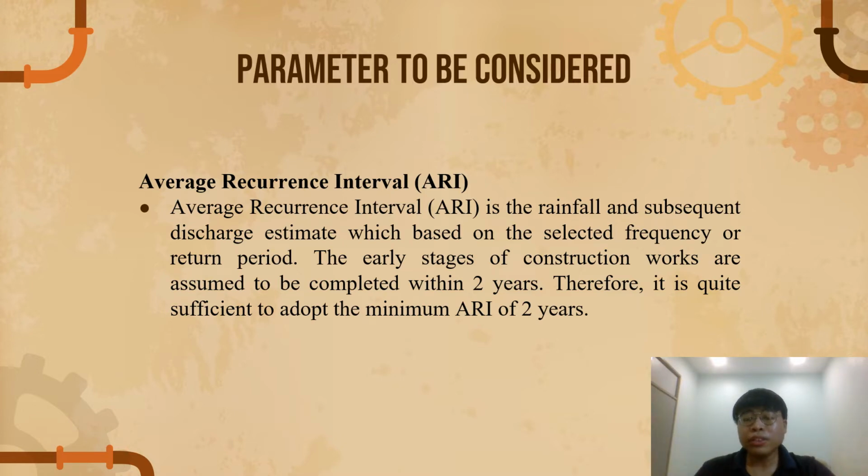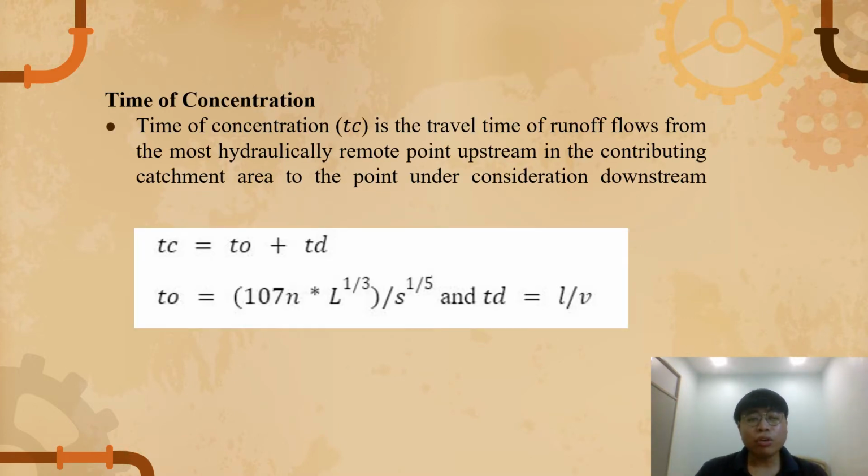So we use 2 years, as we assume the early stage of construction work will be completed within 2 years. The second one is time of concentration, which is the travel time of runoff flow from the most hydrologically remote point upstream in the contributing catchment area to the point under consideration downstream. So this is the formula: TC equals T0 plus TD. T0 equals 107 times N times L to the power of 1/3, divided by S to the power of 1/5, and TD is L over V.